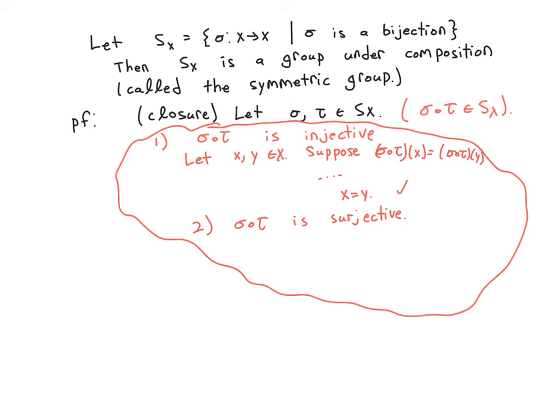Now, how do you show something is surjective? Well, you take an arbitrary y value, engage in some black magic and some summoning, pull a rabbit out of a hat, and find a particular x value with the property that sigma composed with tau of x is equal to y. And then that's all you need to do.